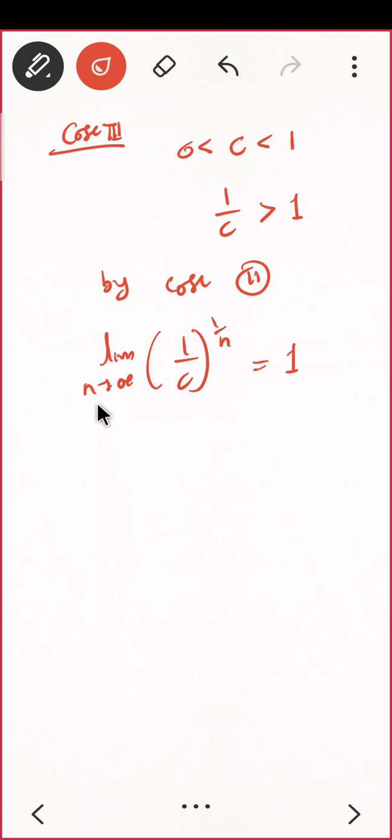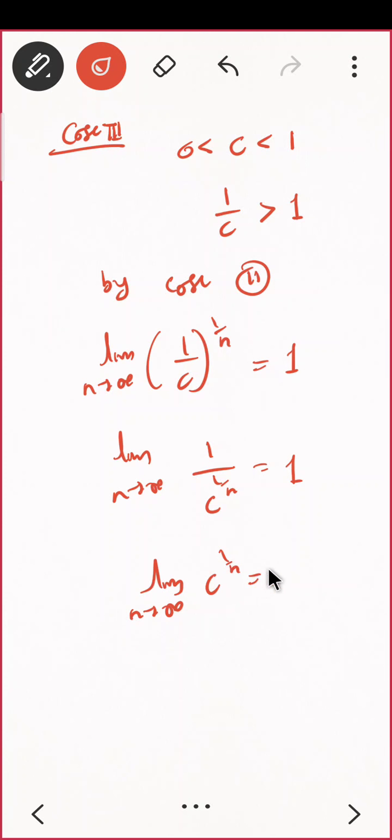Can I say, if this is greater than 1, then by case 2, what did we take? If my number is greater than 1, then taking power 1 by n, that will go to 1. So by case 2 I am doing that. What do you mean by that? That means limit n tending to infinity of 1 upon c raised to 1 by n is 1. That means limit n tending to infinity of c raised to 1 by n is also 1. Just cross multiply. So in this case also we got that c raised to 1 by n tends to 1.